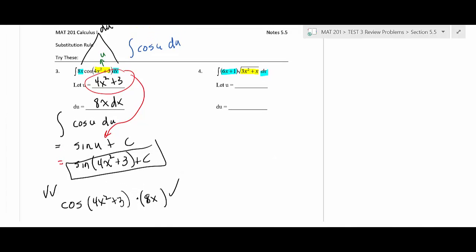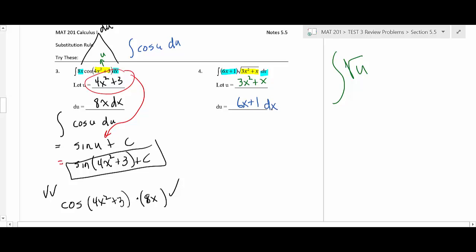What do you think u should be set to? 3x squared plus x. Because you want to end up with a square root of u. If I had you do the integral of square root of u, you could do it, right? That's power rule stuff. The other thing is, notice that when you get du, tell me what du is. 6x plus 1, exactly, times dx. Don't forget to do that.